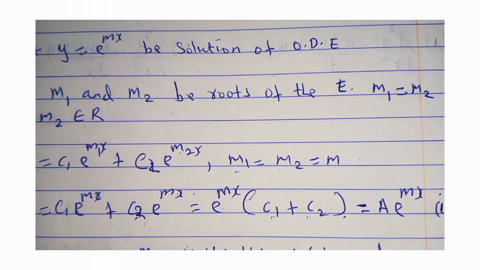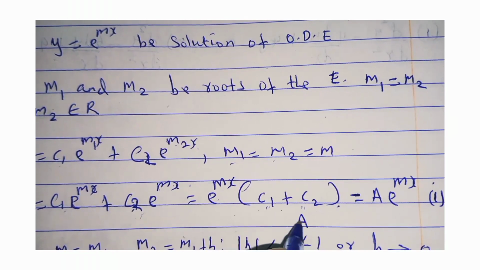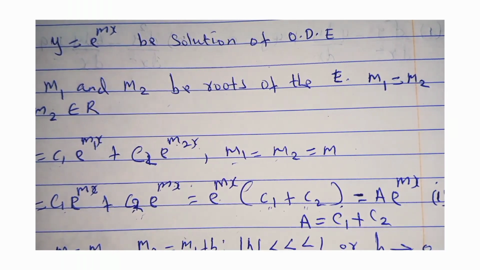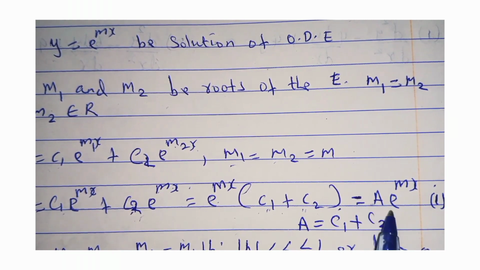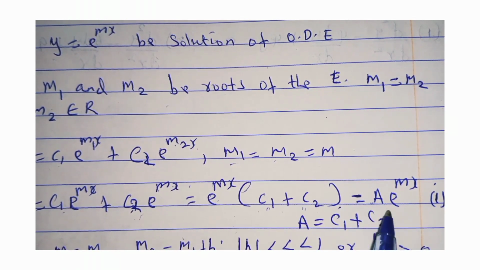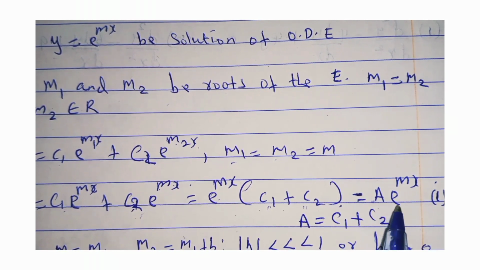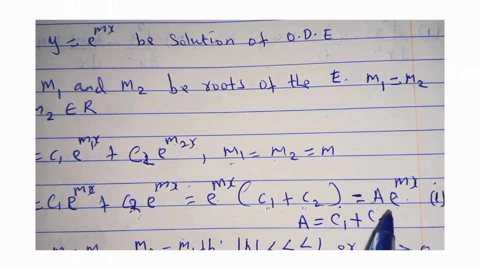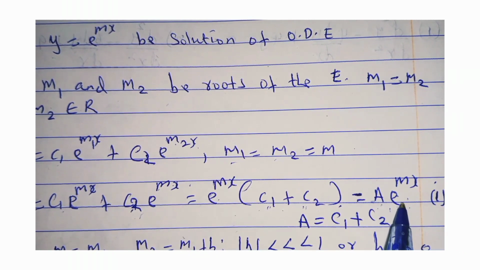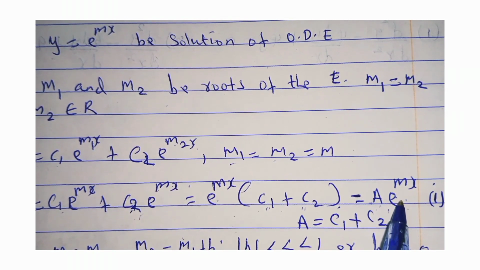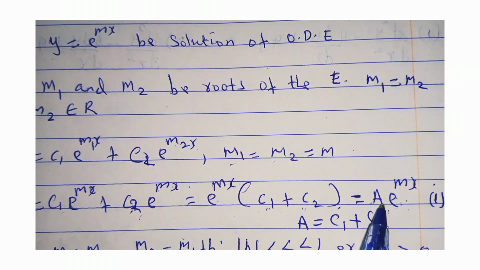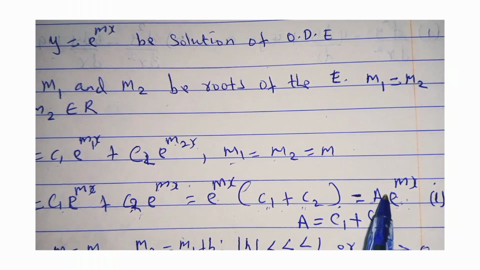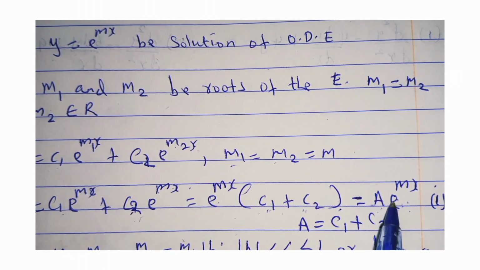So, here a is equivalent to c1 plus c2. So, y is equal to a exponential mx. We call this Roman 1. Now, when you look at this solution, this cannot be a solution of a second order differential equation because you have only a single arbitrary constant. So this is not the solution.